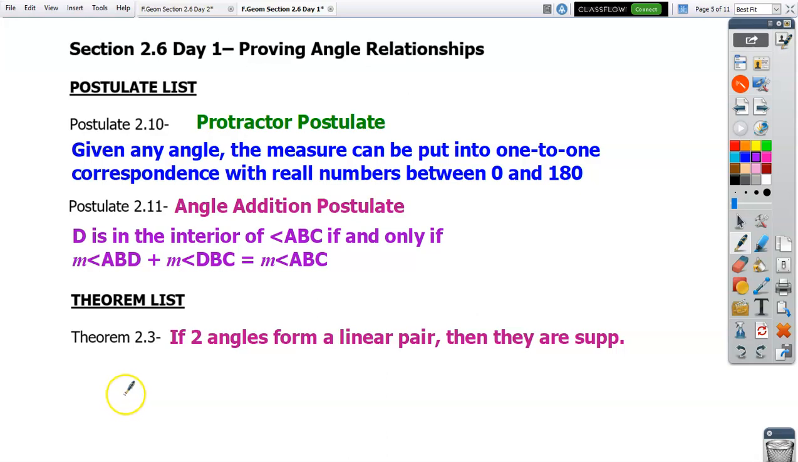Hello everyone and welcome back to section 2.6. This is day 1, which is proving angle relationships. We got a couple of postulates and theorems to start us off.